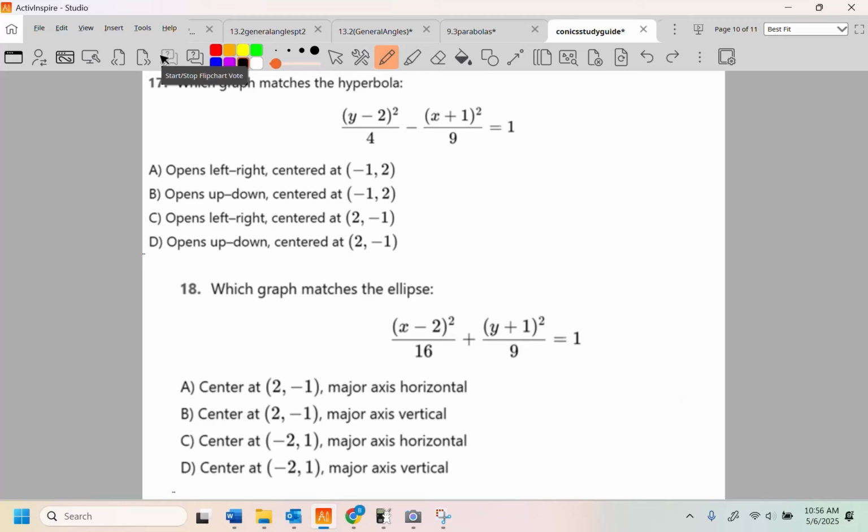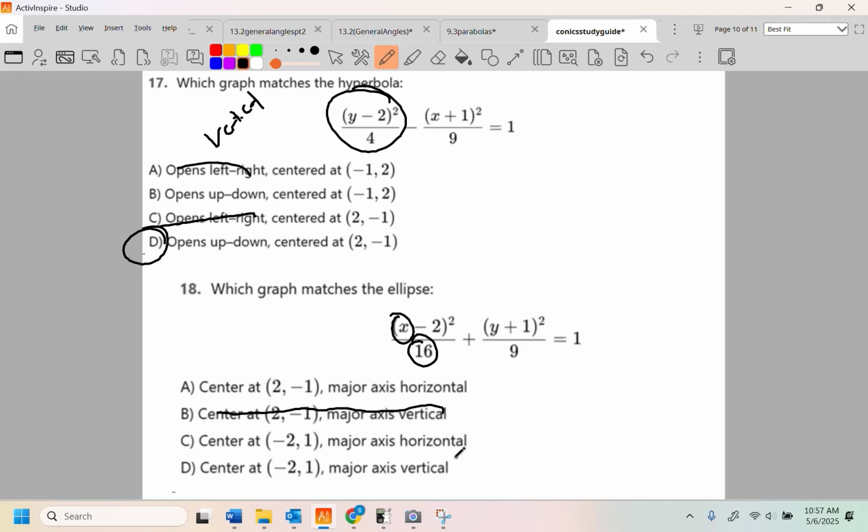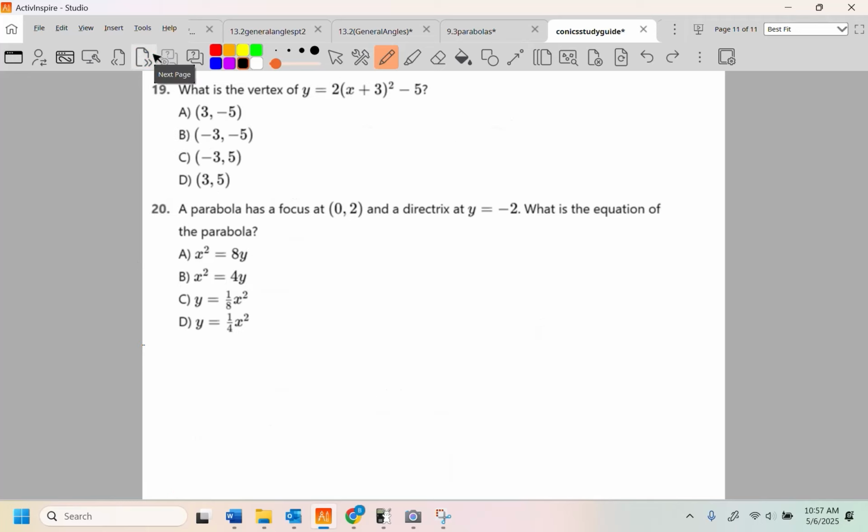All right, which graph matches the hyperbola? You just have to know what kind of hyperbola it is. Is it vertical or horizontal? It starts with this, so it's vertical, and that means it opens up and down, and it's centered at positive 2, negative 1. There you go. Which graph matches the ellipse? Notice how it's got more stuff with x, so it's horizontal for a major axis. And then it's going to be at 2 comma negative 1 because we changed things. Really, really easy stuff.